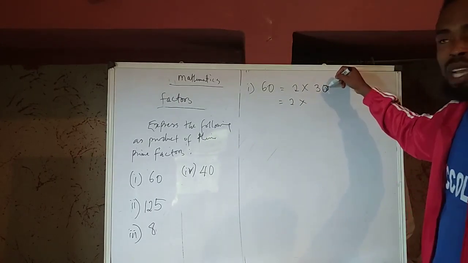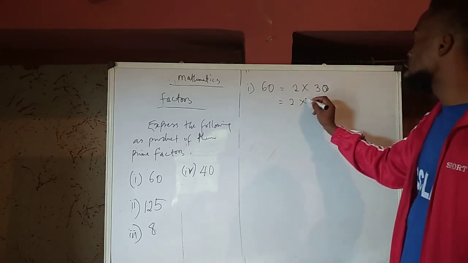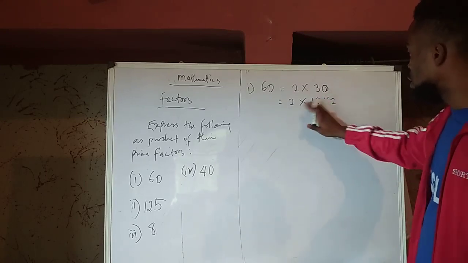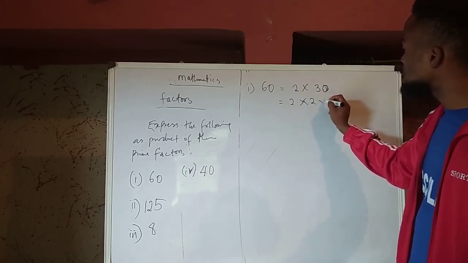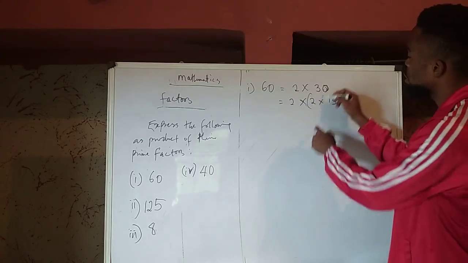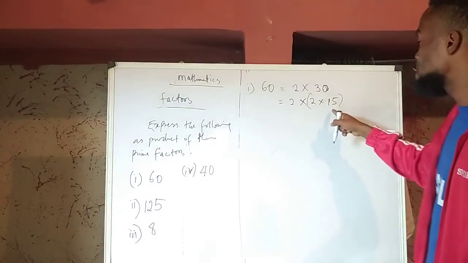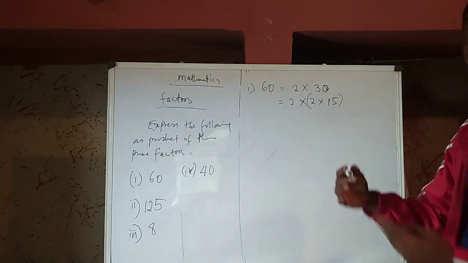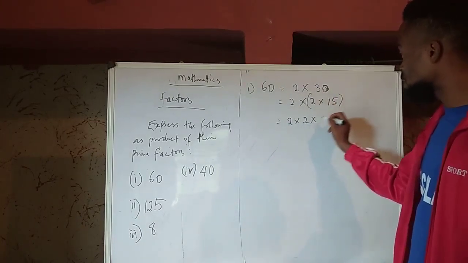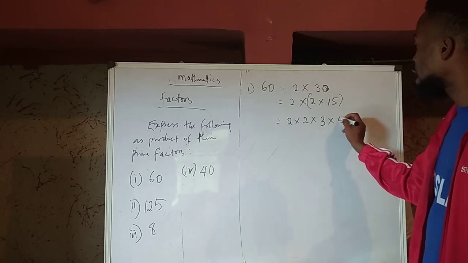Now 30 can be expressed as a product of prime numbers. So let me do it this way: 2 times 15, because 2 times 15 gives you 30, right? Now 15 is not a prime number. So I'm going to have to reduce it again to its component prime numbers. What are the two prime numbers that if I multiply will give me 15? They are 3 and 5.